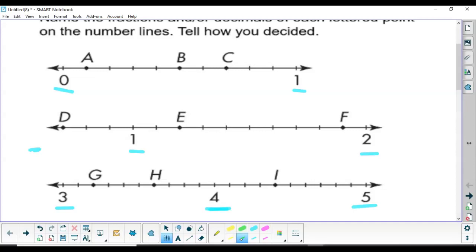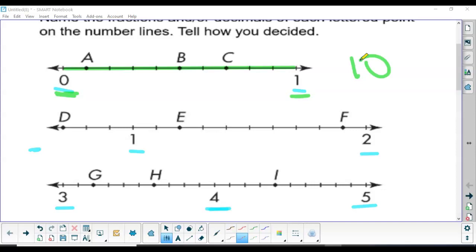So let's look at the first one. We're going to count our spaces between our whole numbers. So we're going to count between 0 and 1. So that's 1, 2, 3, 4, 5, 6, 7, 8, 9, 10. So it is broken into 10 pieces. So what does that mean your denominator is going to be for each one of those lines? Yes, 10. So let's go ahead and fill out our fractions for this number line. Okay, pause the video and see if you can fill out the fractions just for the first number line.